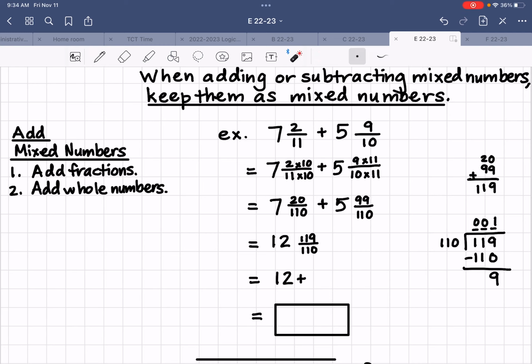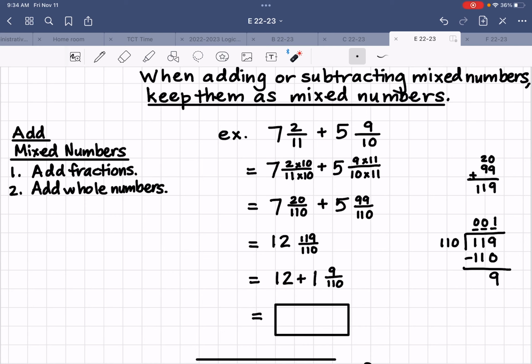So what is our mixed number? 1 and 9/110ths. So let's write that. 1 and 9/110ths. All right. Now do I have a mixed number here? Yes. All right. So I added up my fractions before, then I added up my whole numbers, but then I had to rewrite this fraction as a mixed number.